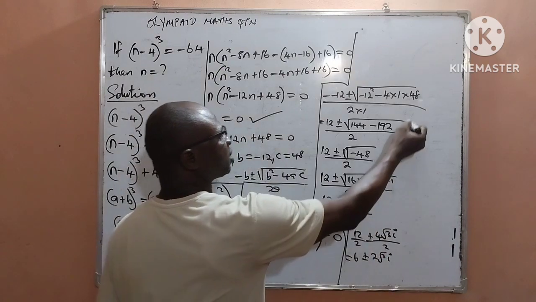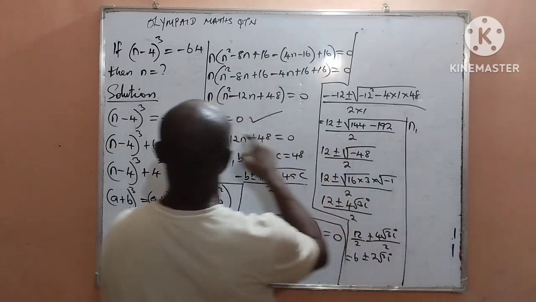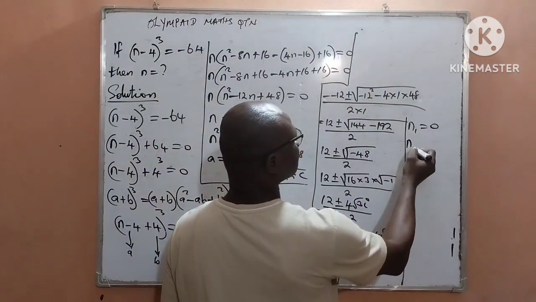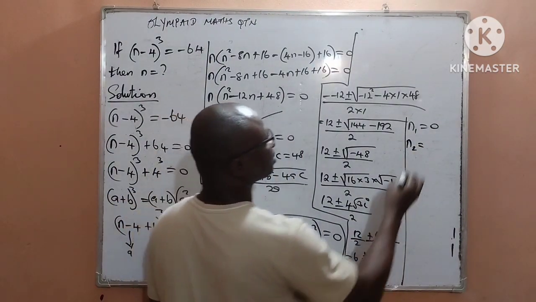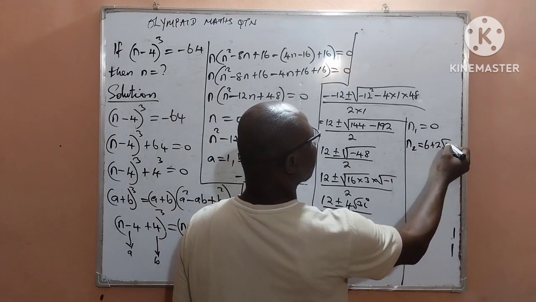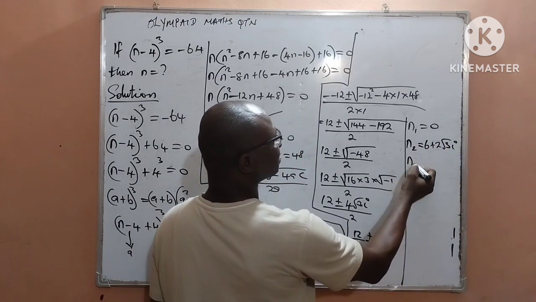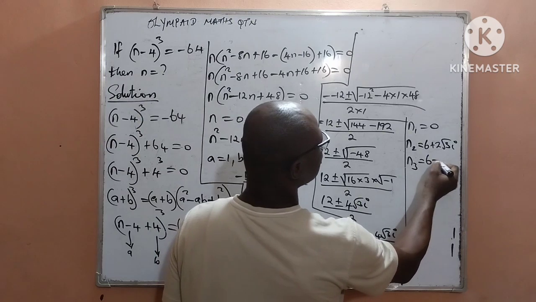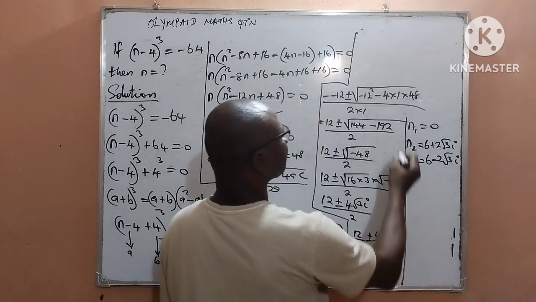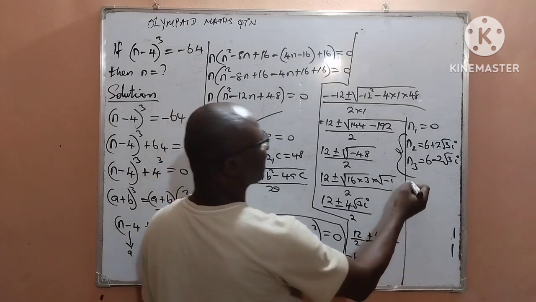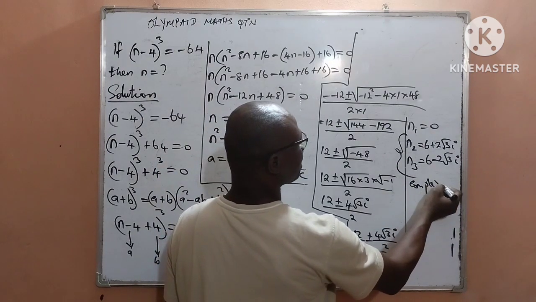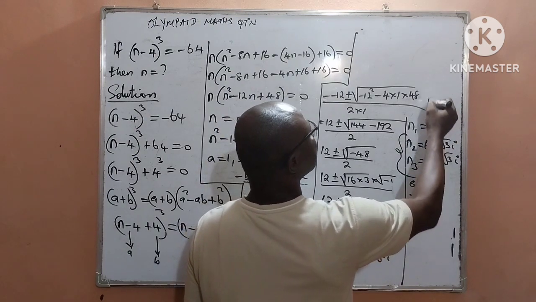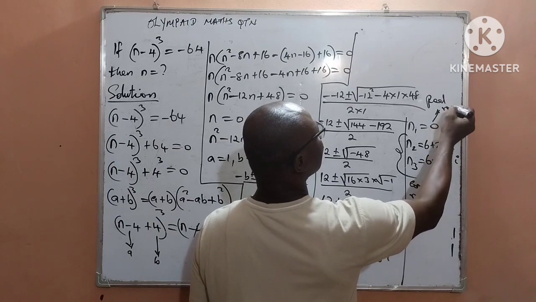In conclusion to this question, from here we have gotten the first value of n, which is equal to 0. The second value of n will now be equal to 6 plus 2 root 3i. Whereas the third value of n is going to be 6 minus 2 root 3i. Now, these two values of n are complex roots, whereas only this is the real root that we have in this question.